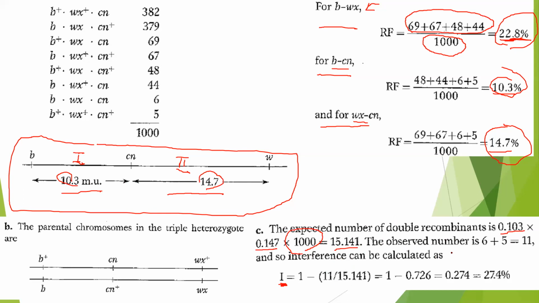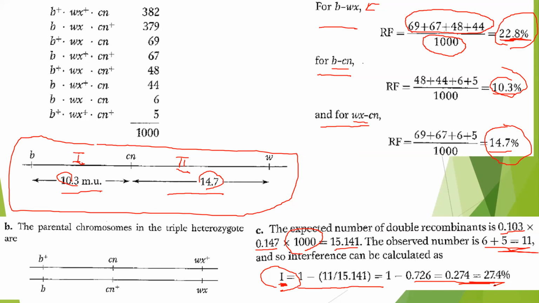In the data, you already have the observed number of double crossovers, which is 11. You simply use this formula to calculate the interference coefficient, which is this. This is a positive number less than 1, which means there's a certain level of interference within this chromosomal region. Does that make sense? Any questions? I'm going to pause here in case you have questions.